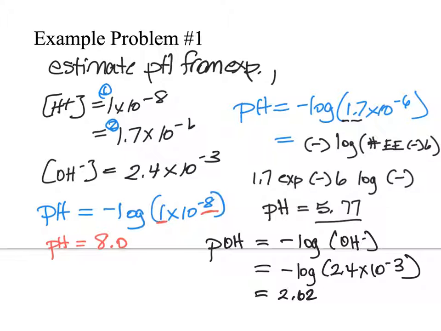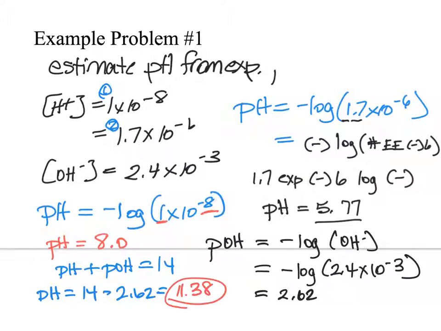Let me go ahead and erase some of this other side over here. And it is not letting me do it today. I haven't quite figured out when it will let me erase and when it won't. I know that pH plus pOH is equal to 14. So pH is equal to 14 minus 2.62. And I'm getting 11.38 as my final answer there.